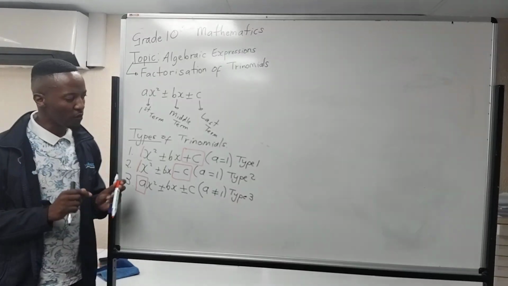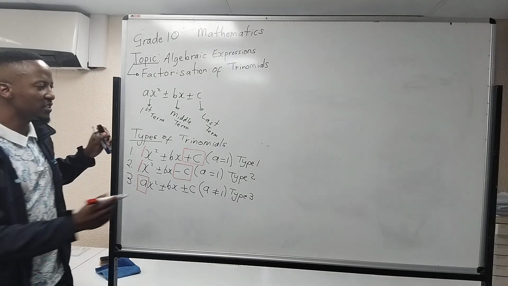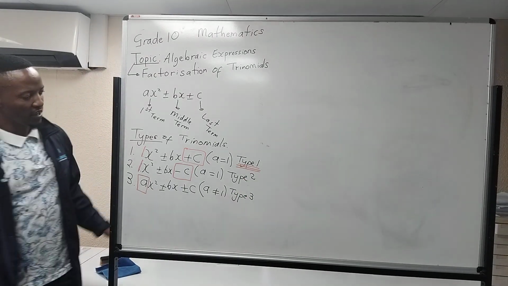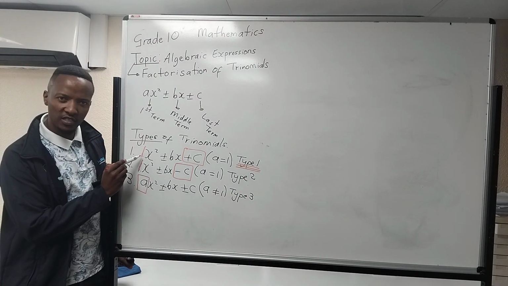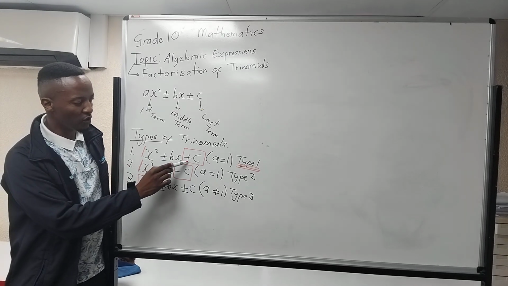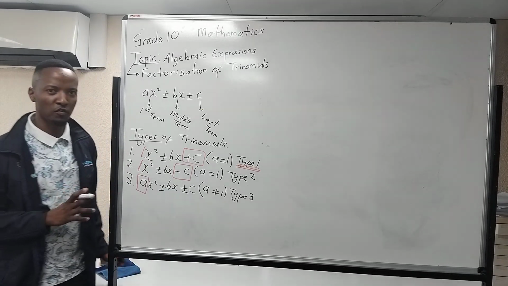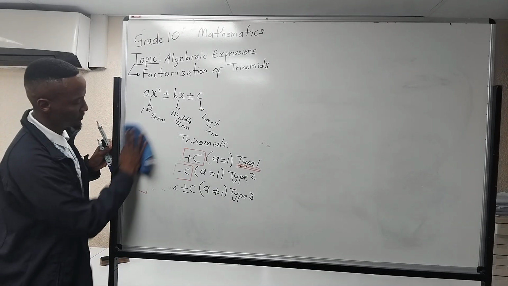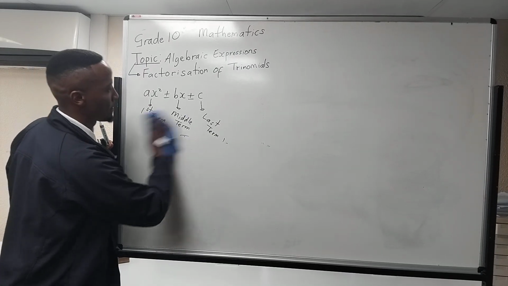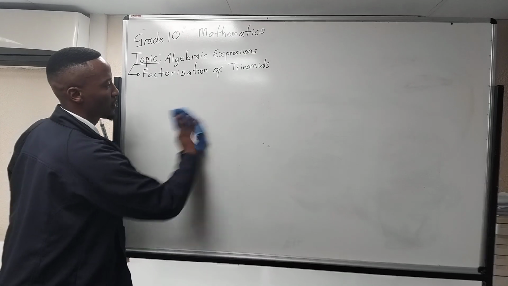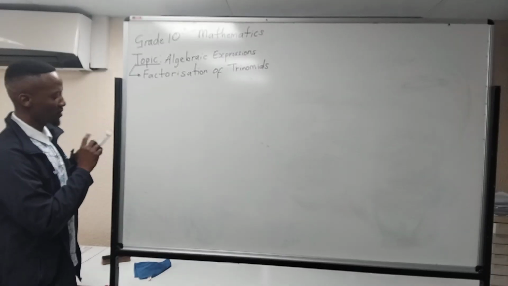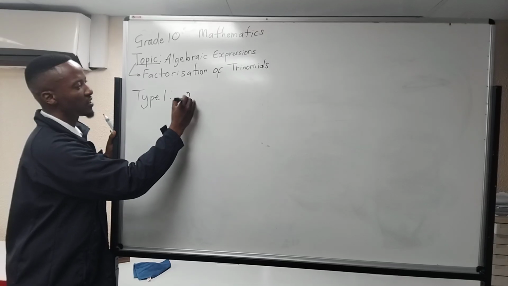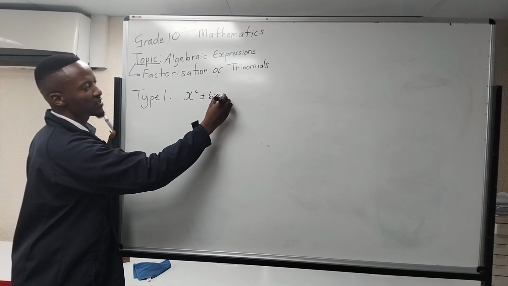Now for today, learners, our focus will only be on type number 1, whereby the value of a is equal to positive 1 in our respective trinomial, and the value of c is positive. That will be our focus for today. Type 1, x squared plus or minus bx plus c.